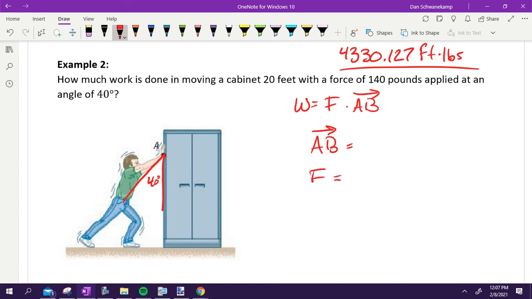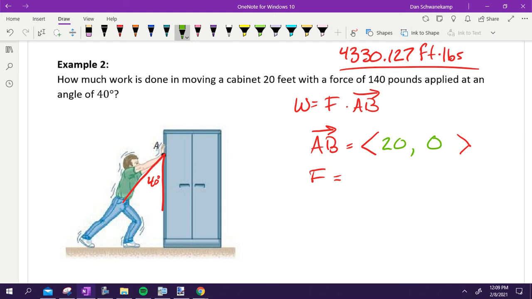Let's see what we can do here. We're starting out with AB, that movement vector. Brooklyn, what do you say here for that movement vector? Good. 20, 0. She moved 20 feet to the right, but we didn't move up and down at all. As much as you want to push that thing up, you're not that strong. So we got 20, 0.